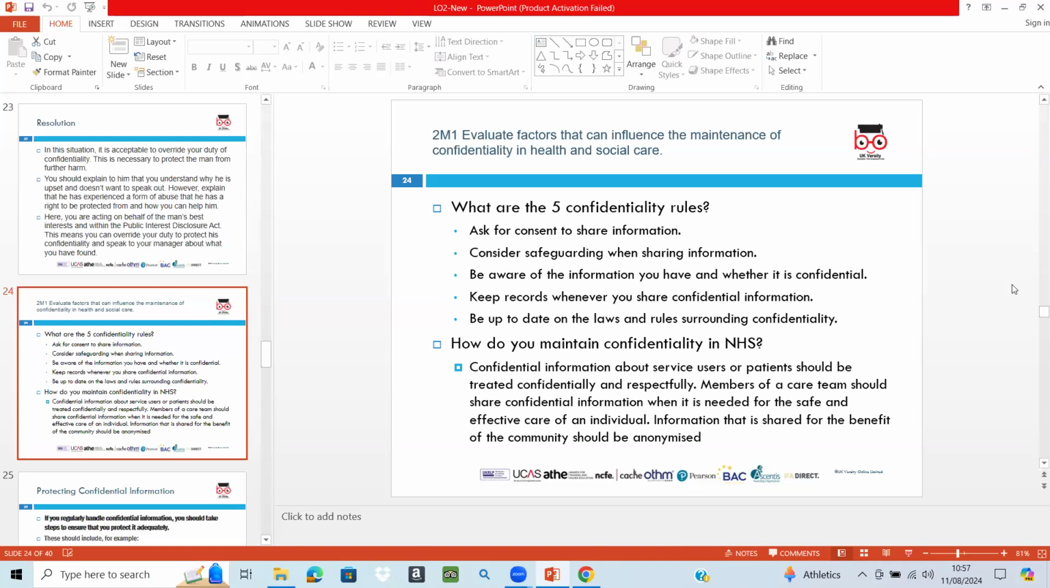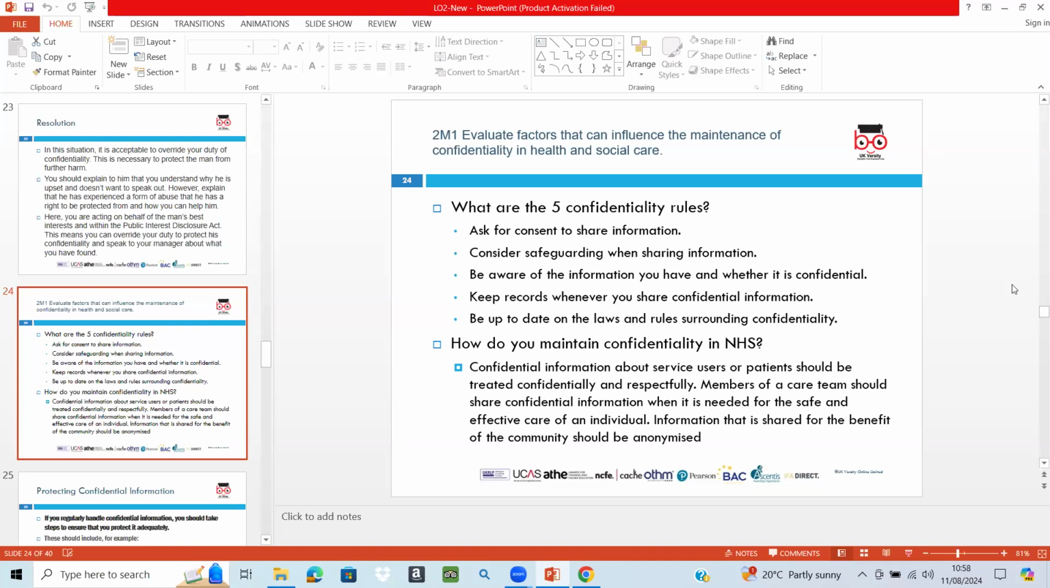The first one is to ask for consent to share information. Whenever possible, service users should be asked for their consent before the information is shared. For example, if a service user's information needs to be shared with a specialist, it's important to explain why this is necessary and obtain their permission.